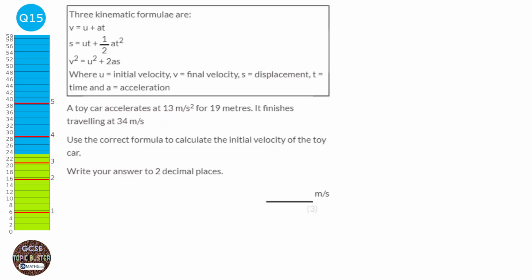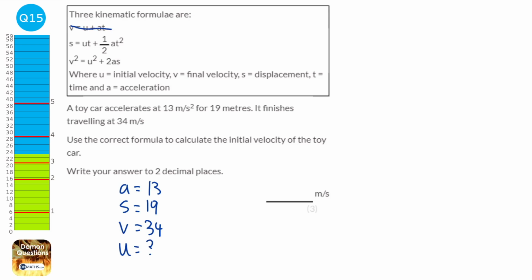So let's look through this question to see what information we're given and what information we're looking for. So we're given the acceleration is 13 meters per second squared. We're also given the distance is 19, and we're also given the end velocity, which is v, is 34. And we're looking for the initial velocity. So which of these formulae include a, s, v, and u? That's got a t in it, that's got a t in it, so it's going to be this one here.